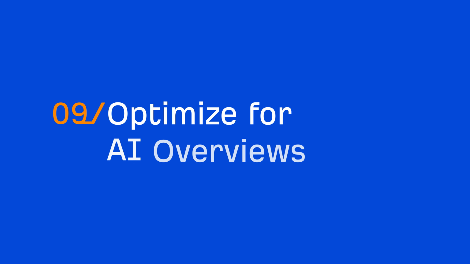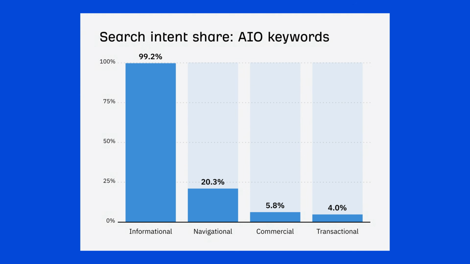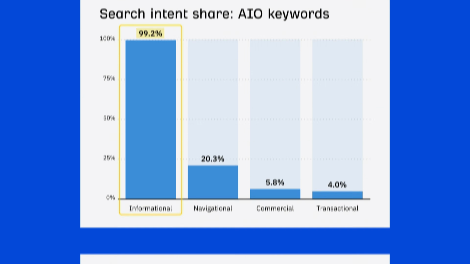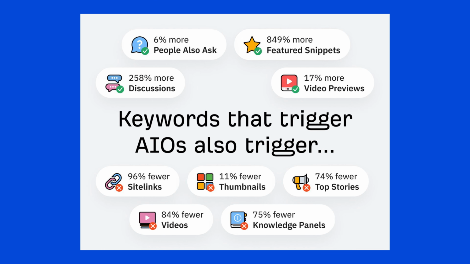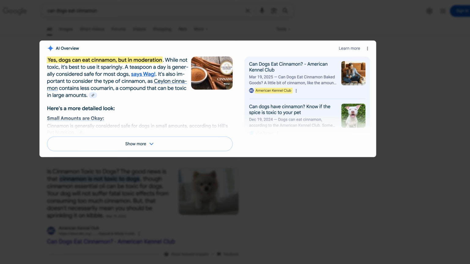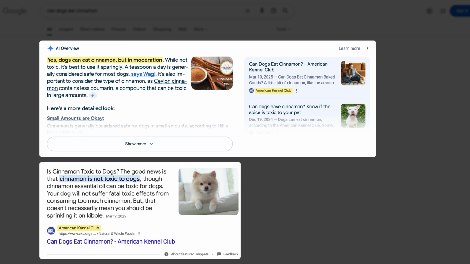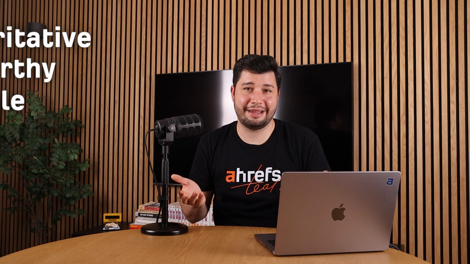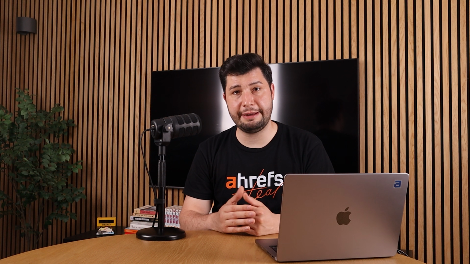Okay, it's 2025 and an SEO audit wouldn't be complete without optimizing for AI overviews and featured snippets. According to our AI overview research, informational keywords trigger an AI overview 99.2% of the time. We also found out that AI overview SERPs trigger 849% more featured snippets versus non-AI overview SERPs. That means that when you land an AI overview, you're a lot more likely to bag a featured snippet too. So if you want to be authoritative, trustworthy, and credible, heck, if you even want to be seen in 2025, then you need to optimize for AI overviews and featured snippets.